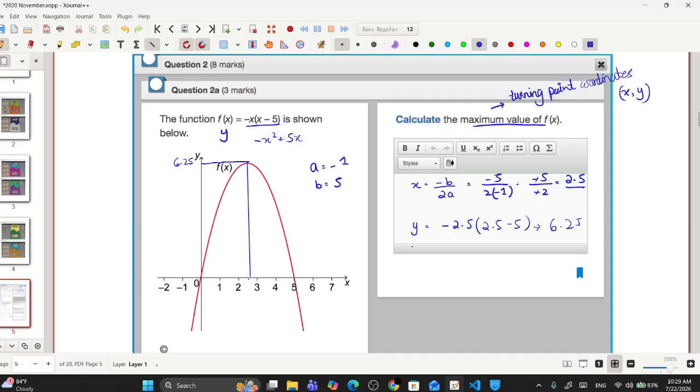If a graph has been given to you, your concept should be strong enough to be able to verify that answer. So your coordinates are 2.5, comma 6.25.